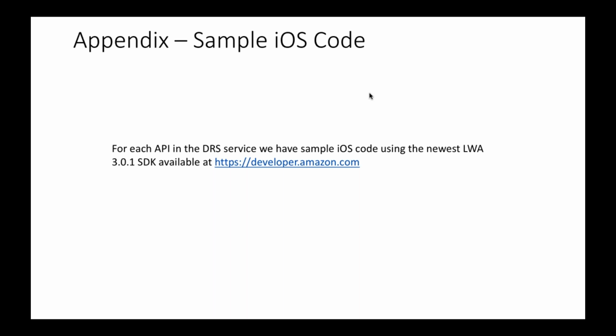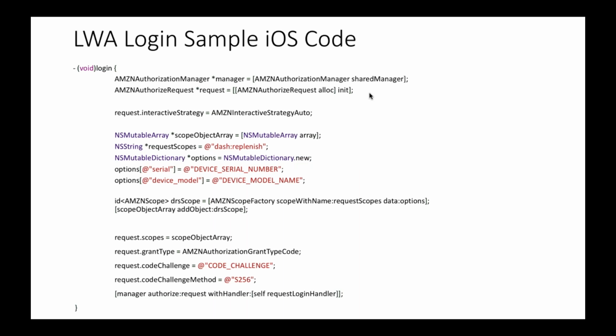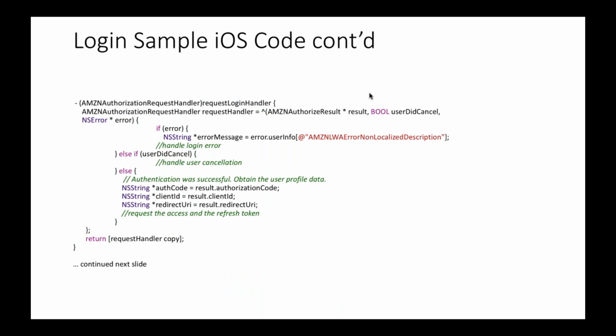So if you have not updated your Login with Amazon SDK in the last 2 or 3 days, I would recommend that you go and update that from developer.amazon.com under the Login with Amazon header. Here, maybe we'll pause for questions, and then for the purposes of recording, we'll tab through the sample iOS code. But from there, we will take a Q&A.